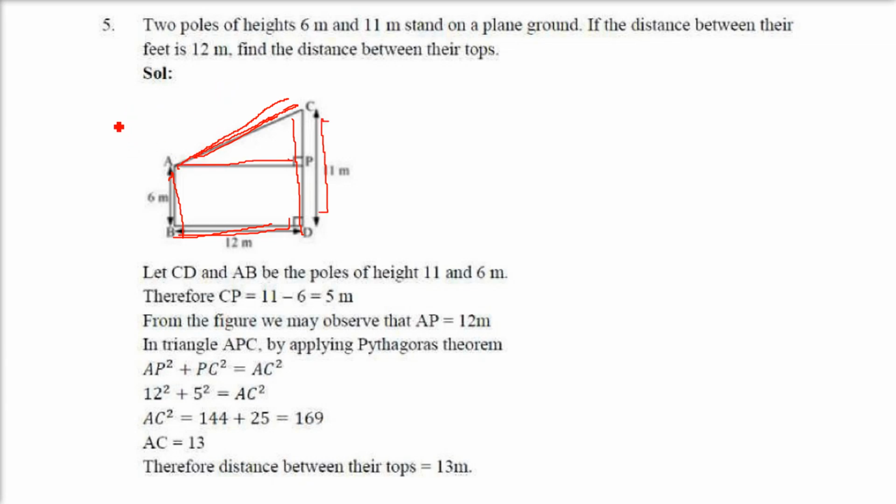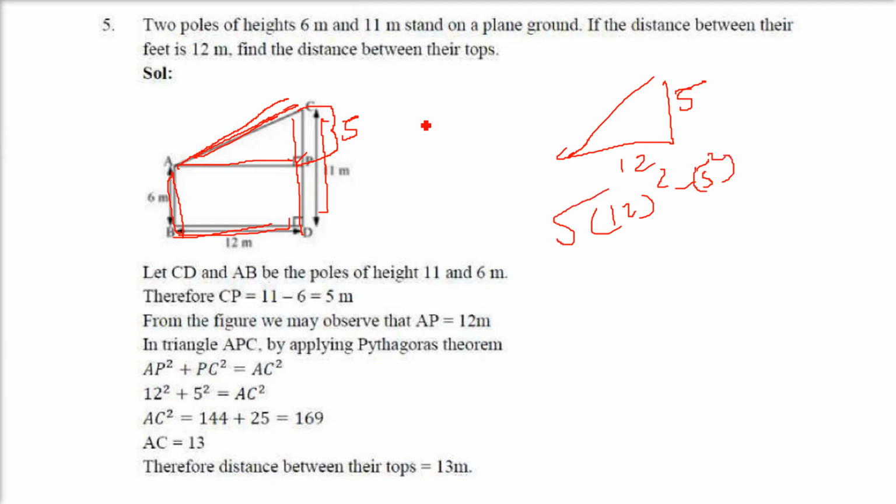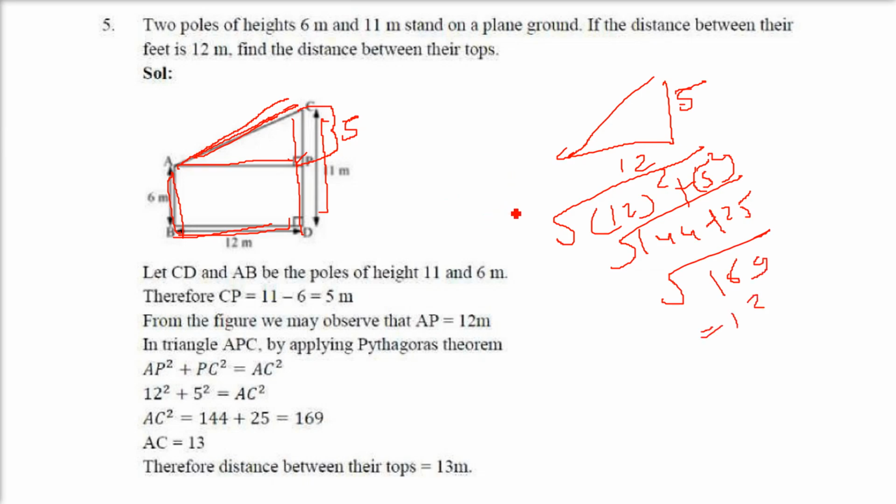The whole is 11, this is 6, so 11 minus 6. What will be this distance? From here to here, it will be 5. 11 minus 6. So what do we get? We got a triangle like this. This is 5 and this is 12. So what will this be? Or rather this will be plus, sorry, 5 square plus 12 square under root. You get 169, and this will be 13. So this distance AC, or the distance between their tops, is 13 meter.